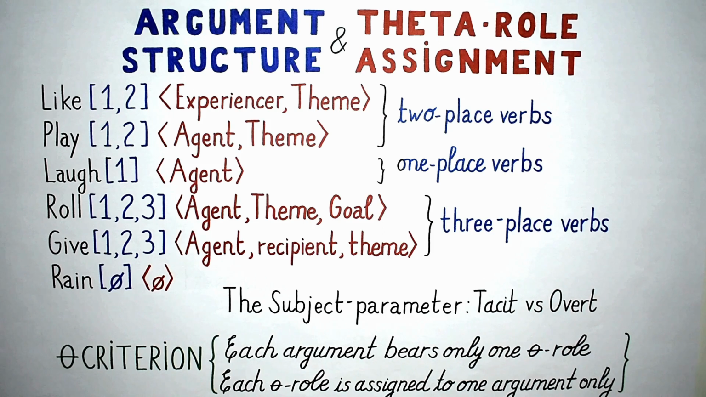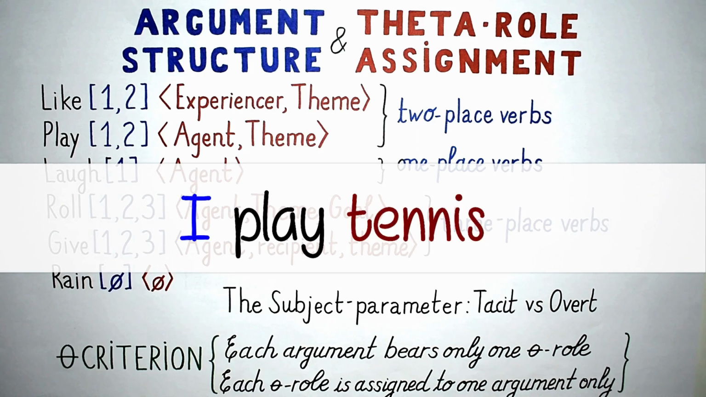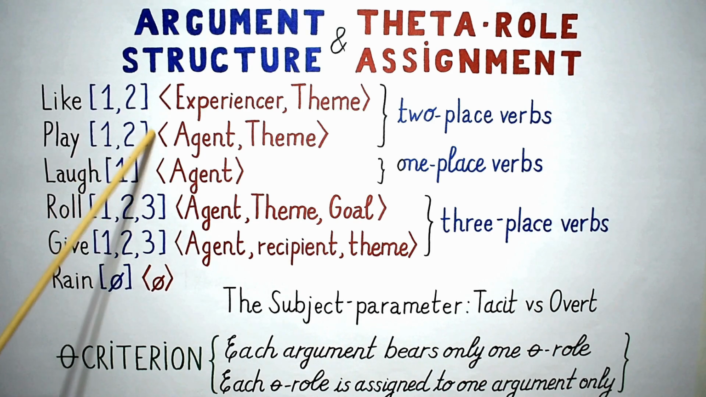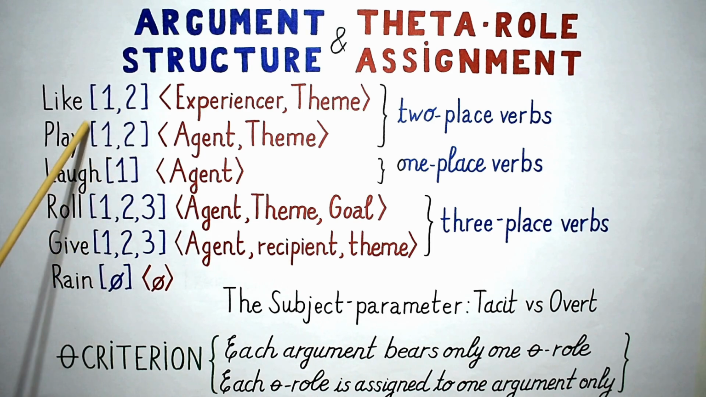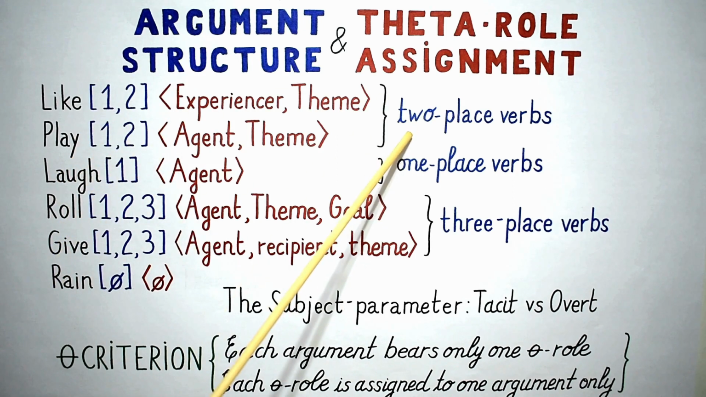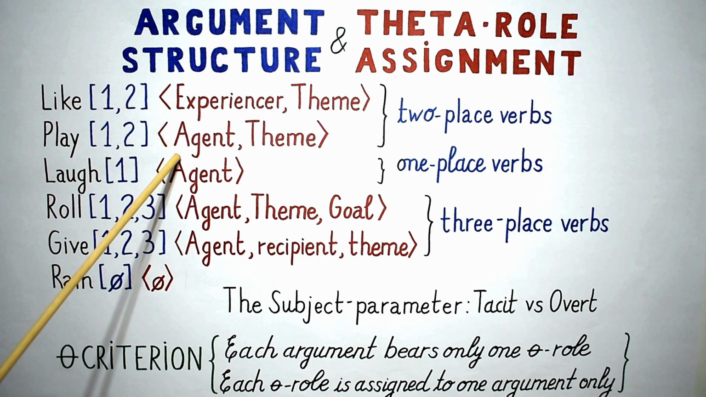Now let us analyze this other sentence. I play tennis, not I like tennis, I play tennis. So in I play tennis, we have a verb predicator, play, and we have also two entities, argument I, argument tennis. So again, it's a two-place verb or predicator. It has two arguments. However, we will assign different theta roles.